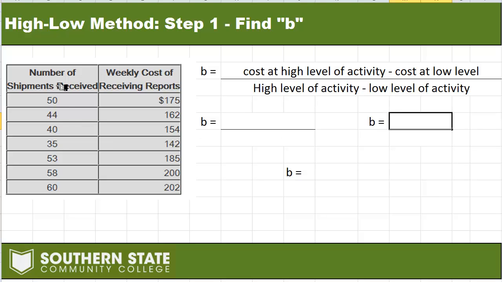So our job, and that information's right here, is to pick out the high and to pick out the low. So I'm going through there and I see a 60, and that looks like it is probably the biggest number there.